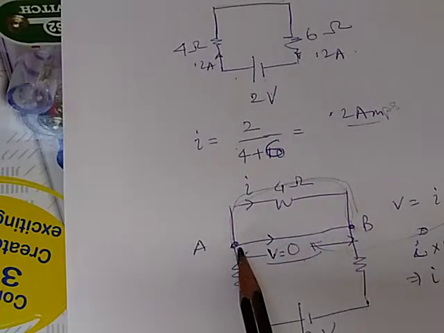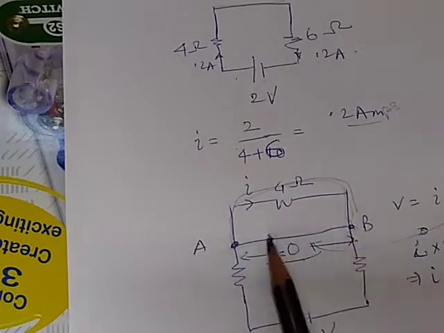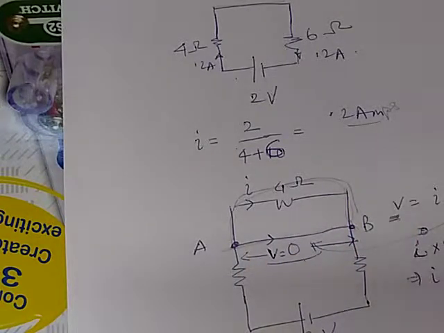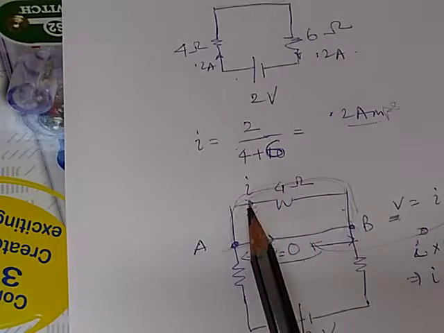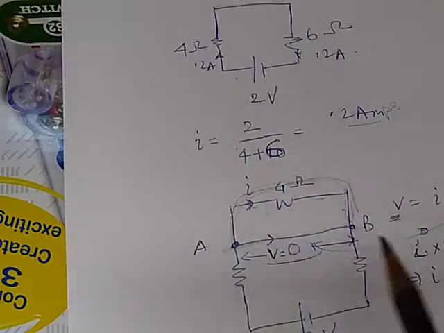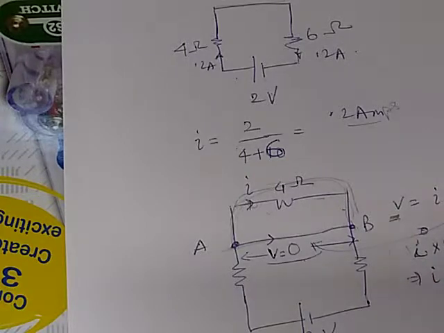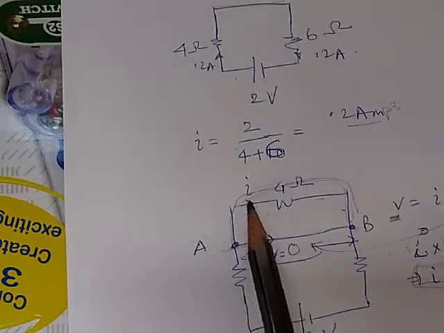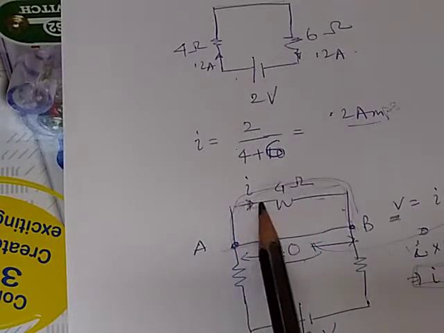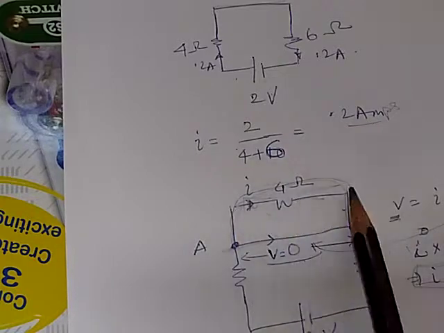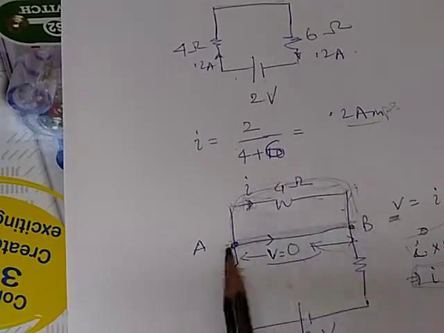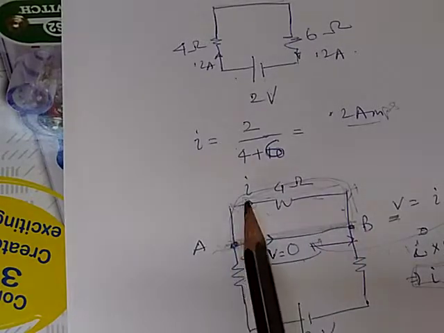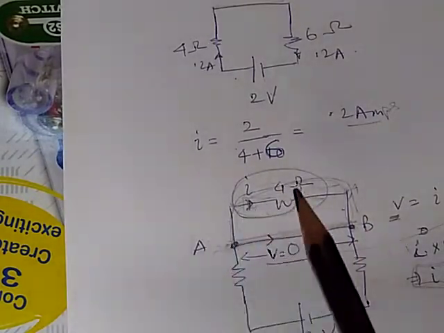So between point A and point B, we have voltage V equal to 0. And if we follow this path, and let us say there is a current I flowing through it, then I multiplied by 4 is also equal to 0. That means current I is 0. That is only possible when there is no current flowing through this. If there is any current flowing through this, then there will be some voltage difference here, which contradicts the fact that there is no voltage difference between A and B because it's a simple wire. So we conclude that there is no current flowing into the 4 ohm.